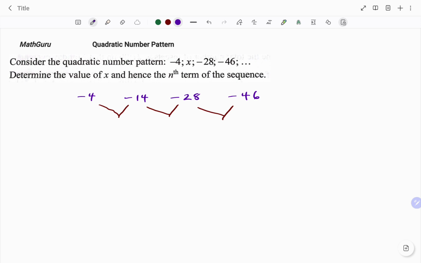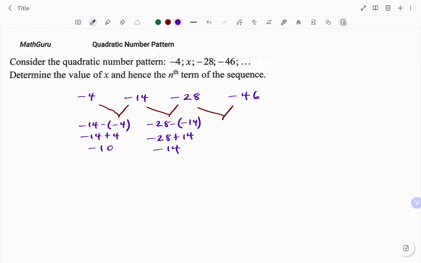So that will be minus 14 minus 4. If I simplify further, that's minus 14 plus 4, and that will give us negative 10. The second one, I have minus 28 minus negative 14. That's negative 28 plus 14, and then that will give us negative 14.